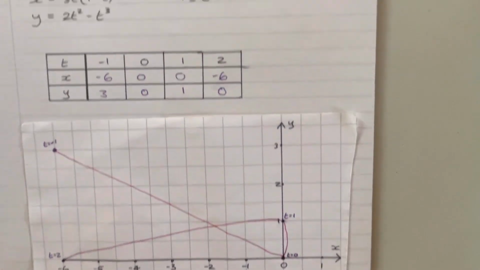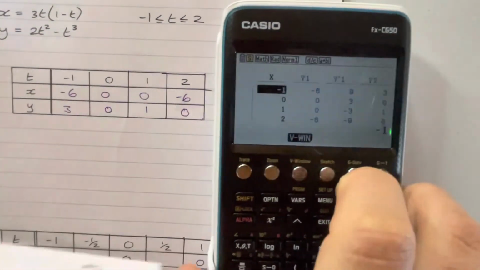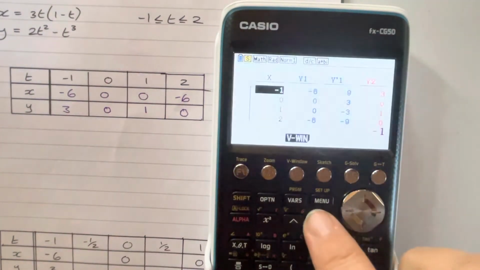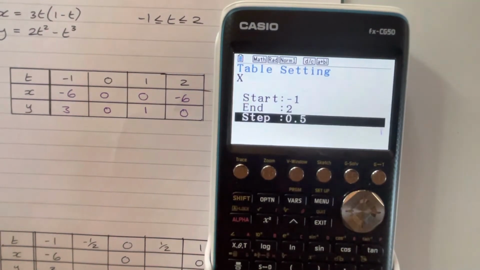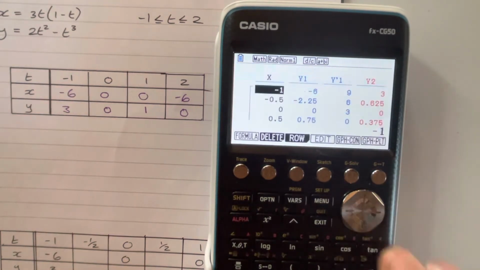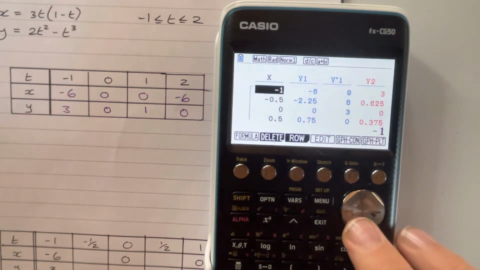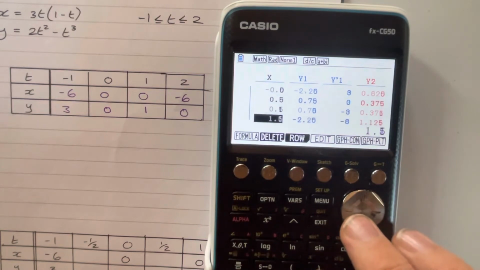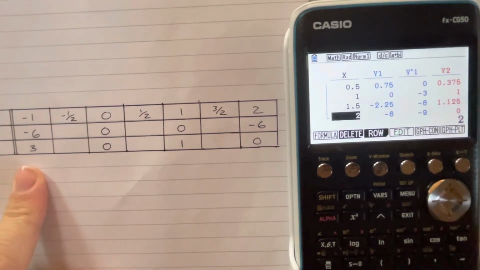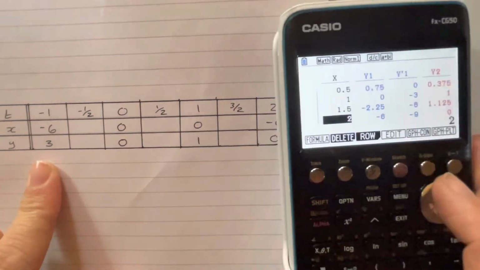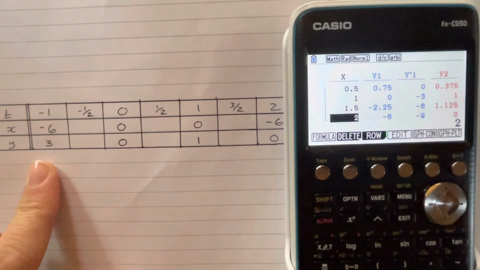So how we get more definition is we go back to our graphical or table mode, and I'm going to set this to go in steps of a half instead. So I'm going to have more points. So when I go into table mode, I've got not just -1, 0, 1, and 2, but I've got the ones in between as well. So I'm going to plot more points. So if I go back to a bigger table this time, I've already filled out the ones we've already done. And we're going to fill out the ones we haven't done.